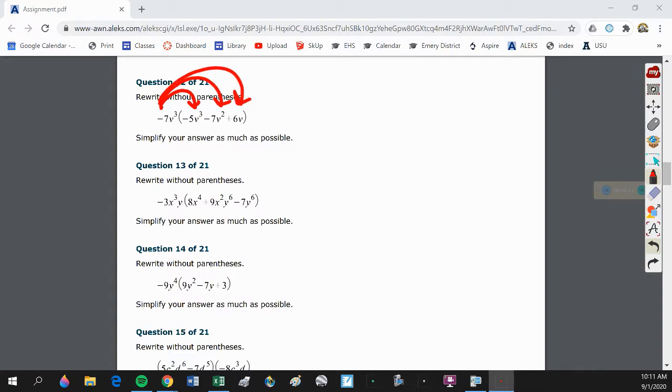Now, when we added like terms, what effect did that have on the variable? It stayed the same. When I had some u squareds on one side and some u squareds on the other side and I added them together, I still had u squared. I just had a different number of u squareds. Multiplying is different. When I multiply negative 7v to the third and negative 5v to the third, I need to multiply the coefficients together. So negative 7 and negative 5 multiply together to be 35.